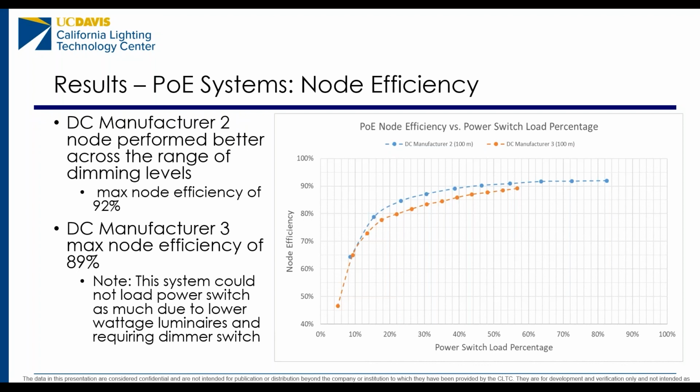So if you think about it, as I mentioned earlier, the theory is that if you load your AC to DC conversion as much as possible, so if your power switch is 480 watts, in theory, the conversion efficiency will be optimal the higher the load you put on it. So the DC manufacturer 2 system was able to load the power switch more than the DC manufacturer 3 system. So that could have contributed to why it achieved a higher efficiency.